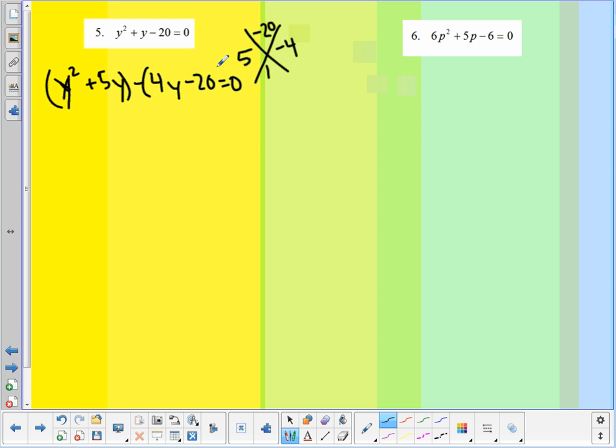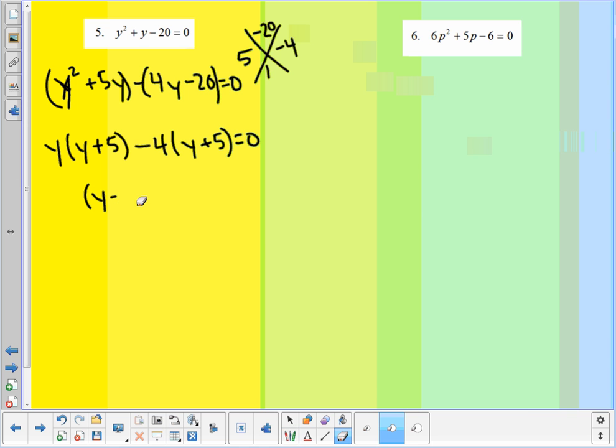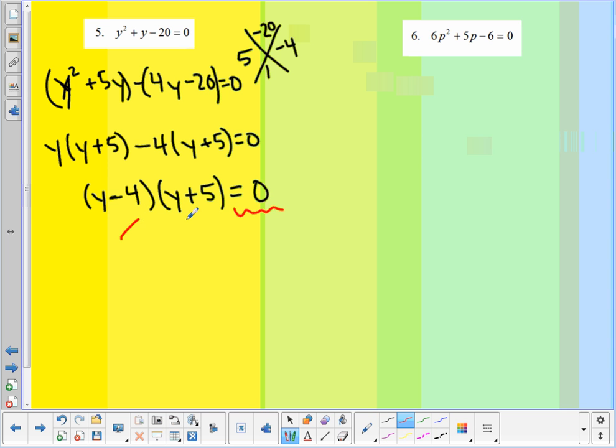Group those, and I pull out a y, giving me y times y plus 5. Over here, I'm going to pull out a negative 4, giving me negative 4 times y plus 5, all equaling 0. So y minus 4 and y plus 5 are my two factors. Now, this is where we would stop on the earlier notes because we were just looking at expressions. But the very fact that we have this thing equaling 0 tells us that we now need to split it and solve.